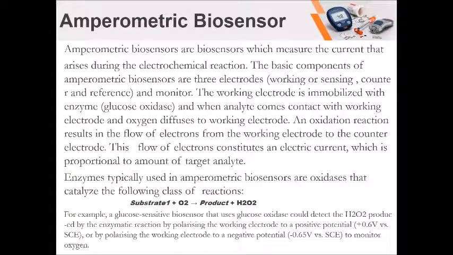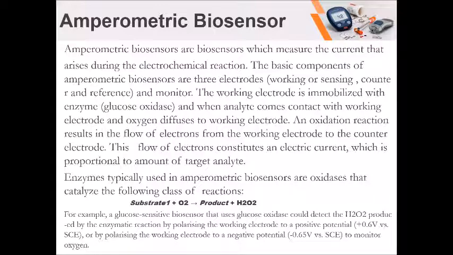Amperometric biosensors are the biosensors which measure the current that arises during the electrochemical reaction. The basic components of amperometric biosensor are three electrodes, namely working, counter, and reference electrode, and the monitor. Monitor is used to measure the current.